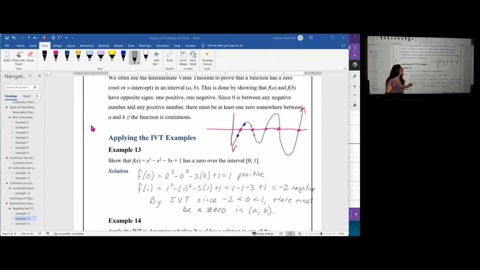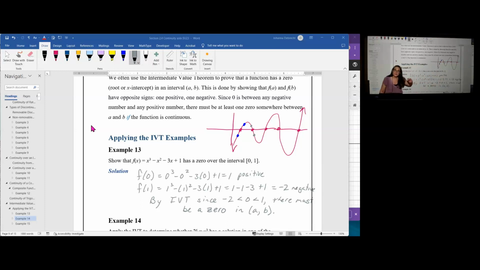Let's take a look at example 3. To use the intermediate value theorem, it must be a continuous function. But this is a polynomial, which is defined everywhere and continuous everywhere. To find out whether there is a 0 or x-intercept between x equals 0 and x equals 1, I substitute 0 and 1 into the function. f of 0 is 1, which is positive, and f of 1 is -2, which is negative.